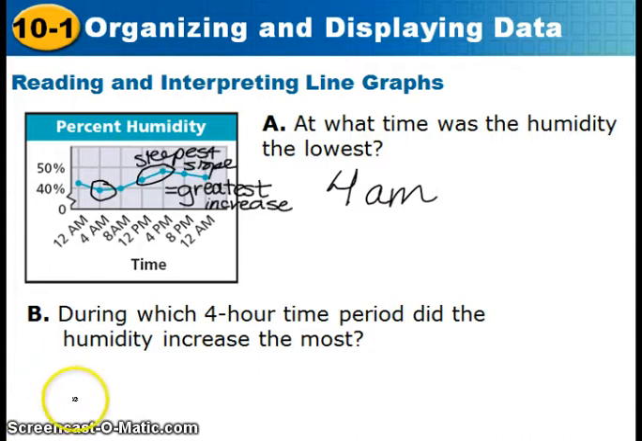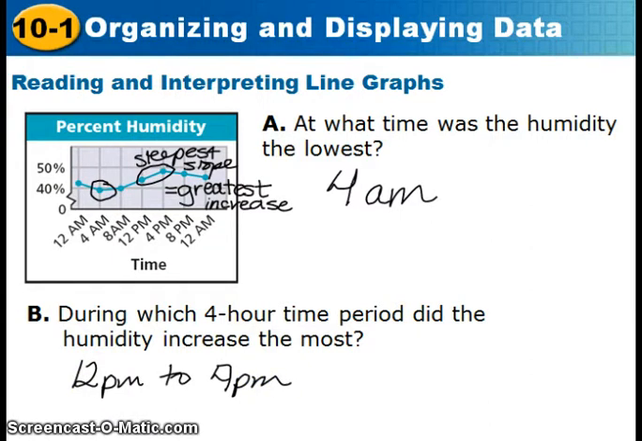You hopefully remember from our study of lines that when lines increased a lot, that made their slope steeper. So the 4-hour time period we're looking for here is from 12 p.m. because that's when this data point was right here, and it's going to 4 p.m., 4 hours later.